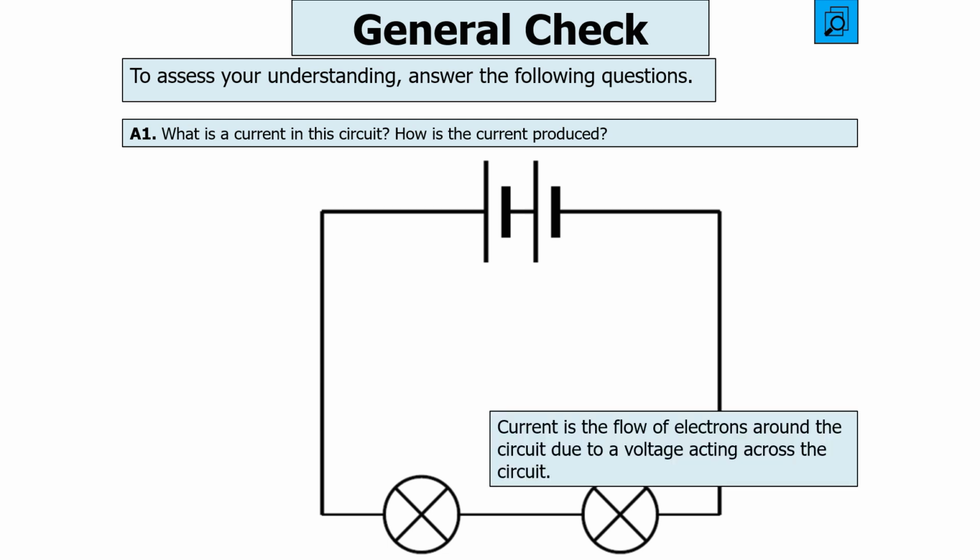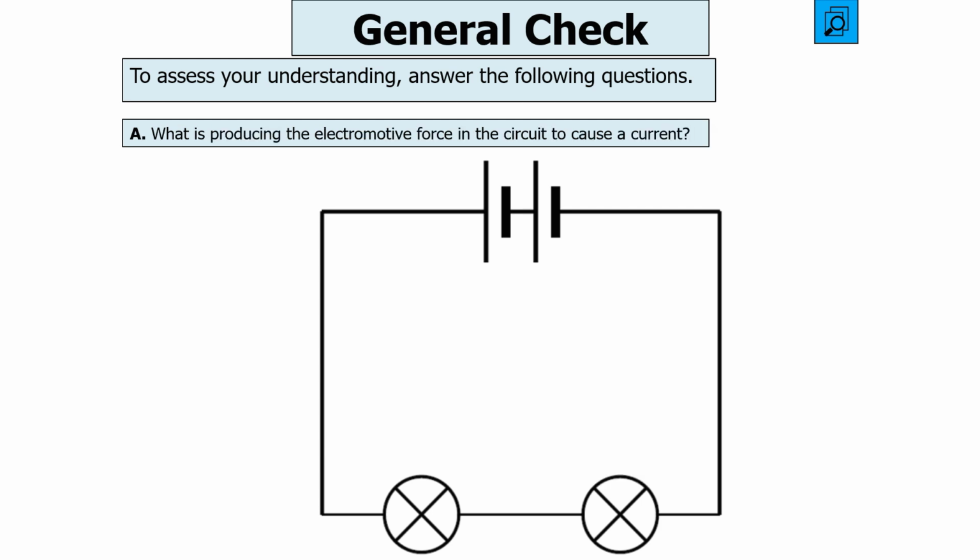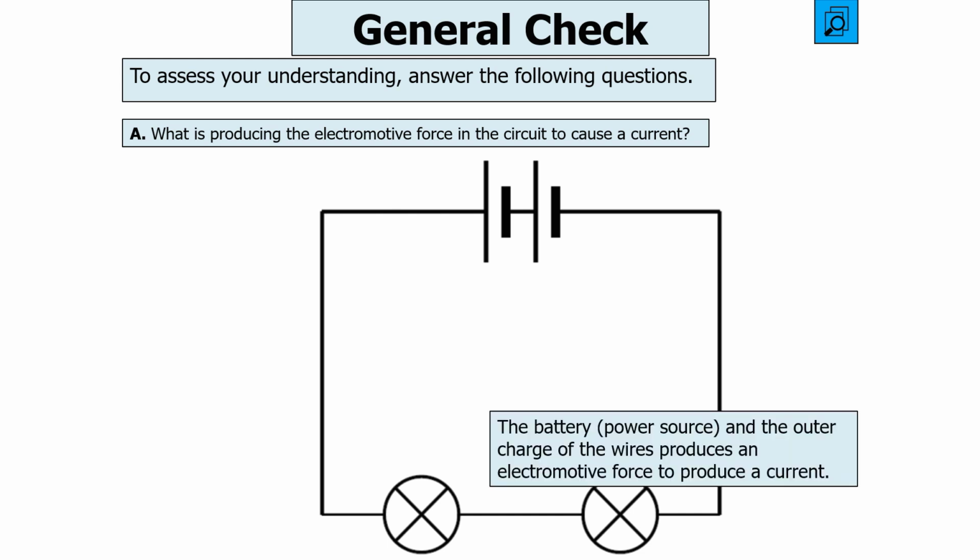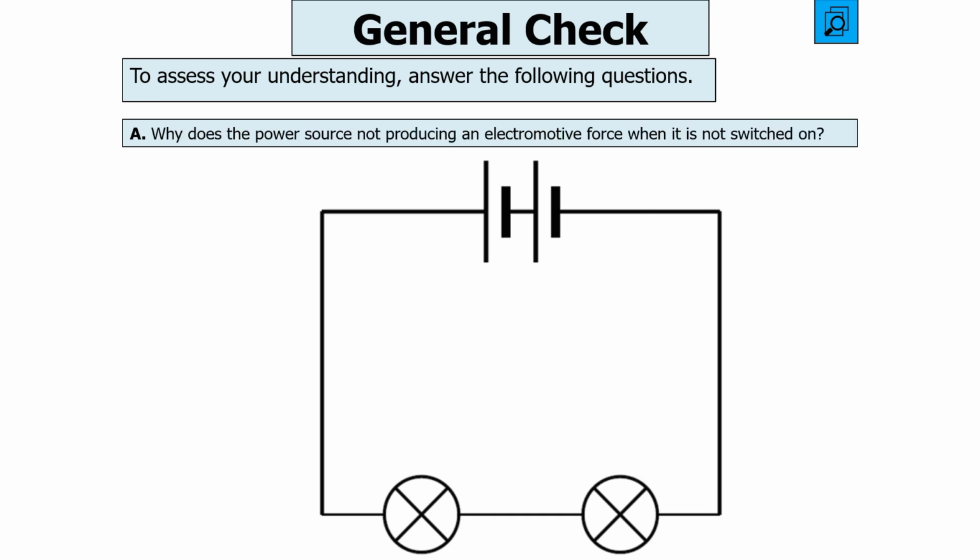Current is the flow of electrons around the circuit due to a voltage acting across the circuit. Now what is producing the electromotive force in the circuit to cause a current? Pause the video now, then unpause the video when you want to go through your answer. Well, the battery or the power source and the outer charge of the wire produces an electromotive force to produce a current.